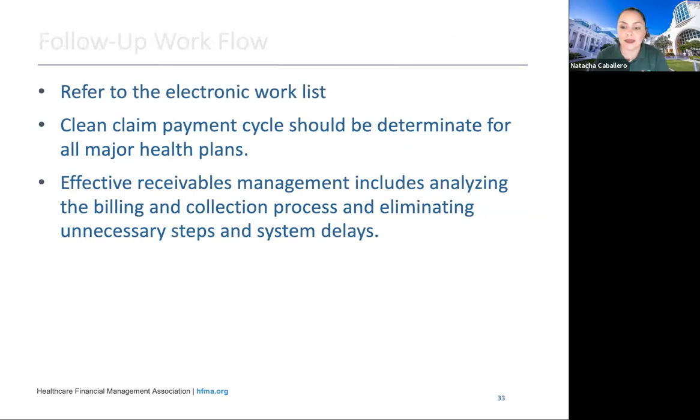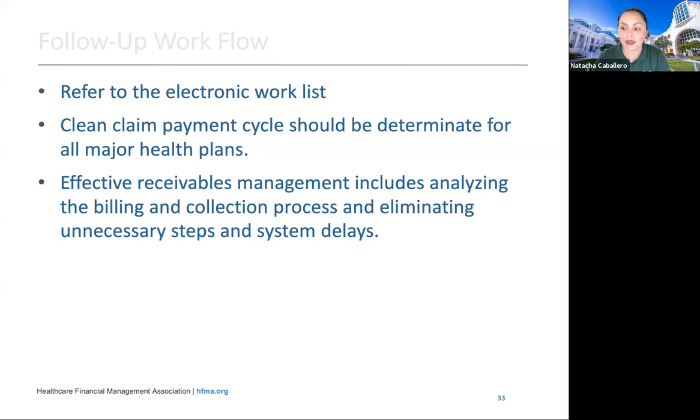The clean claim payment cycle should be determined for all major health plans. For example, Medicare pays clean claims within 14 days. If not received within that time frame, follow-up should begin. Additional follow-up will be queued based on the initial follow-up response.